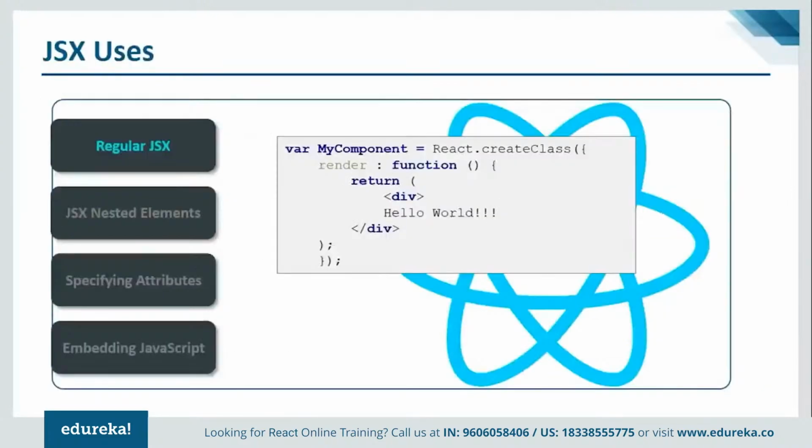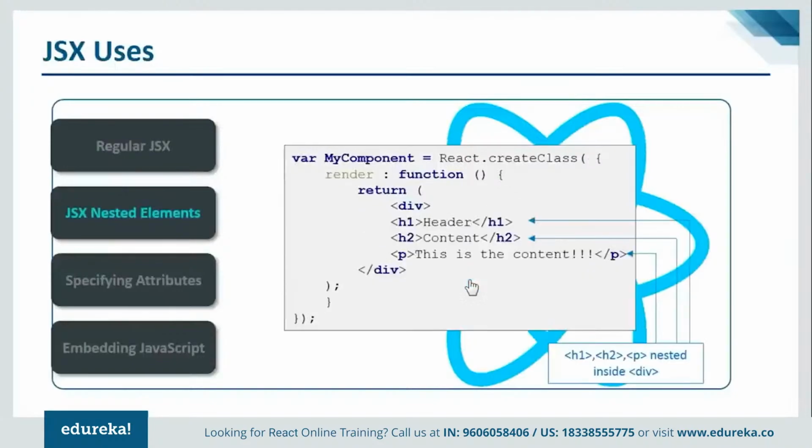Let's now see how this JSX can be used. Well, the first is the regular use of JSX, which we already saw in our Hello World program. Next is the JSX nested elements. Now, as you know, in React, the render function can render only one HTML element at a time. So in case you want to render multiple HTML elements, then you need to put them inside one enclosing tag. Let's see how.